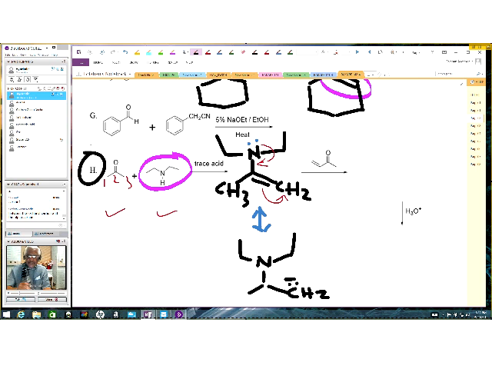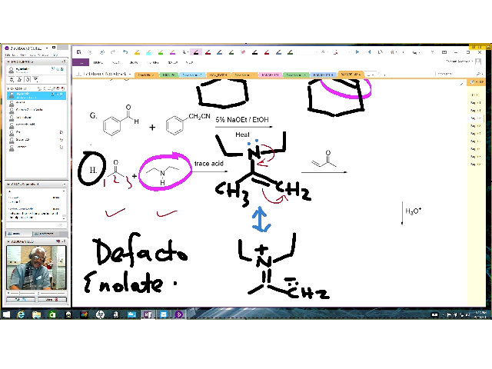Okay, see what has happened here. Now we have almost formed a de facto enolate ion. Think of the carbon-nitrogen double bond as a carbonyl, so now this looks like an enolate ion. So what do you think we are going to do with this? They want us to react that with this compound here. Now what type of reaction are we going to get?